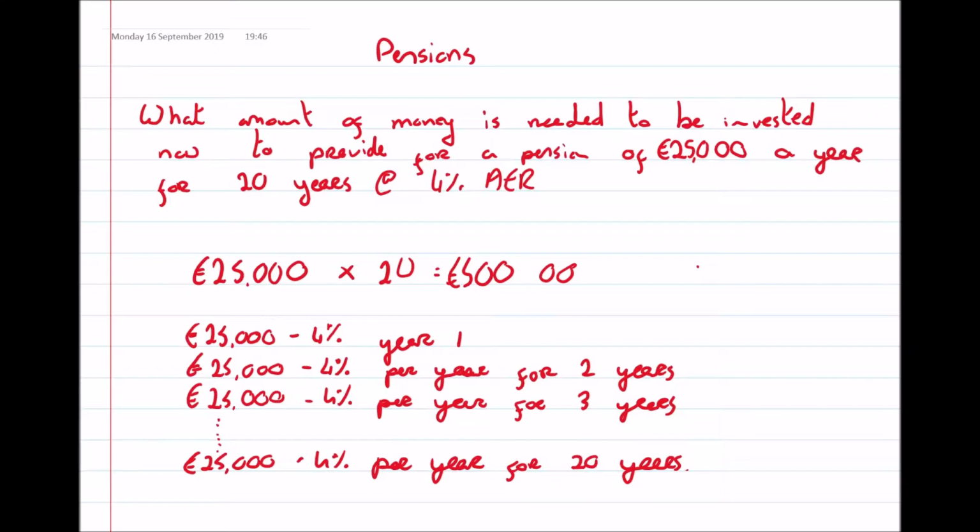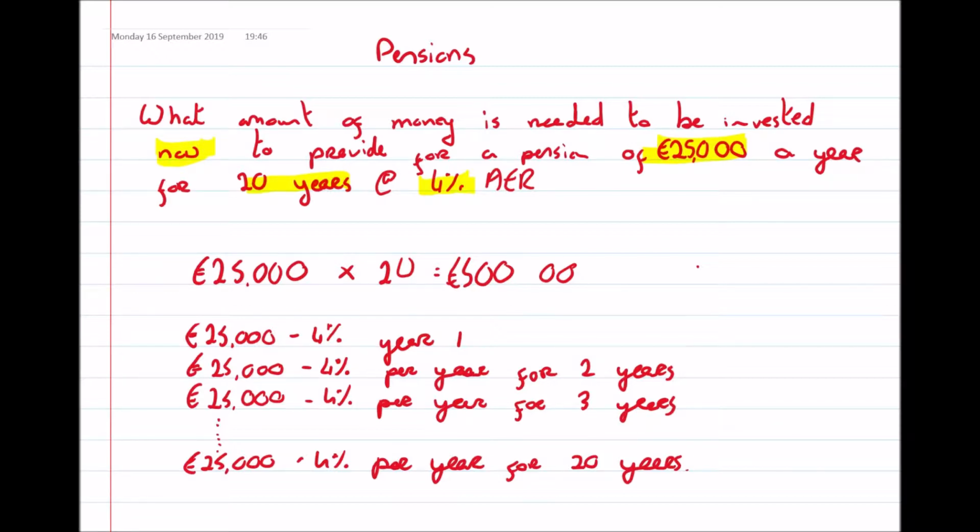Okay, in this video we're going to look at pensions. To look at the question first: what amount of money is needed to be invested now to provide for a pension of €25,000 per year for 20 years? And the interest rate we get on that money that we save now is 4% per year. Okay, so we'll just underline 20 years, 4%, 25,000 a year. How much do we have to invest now?